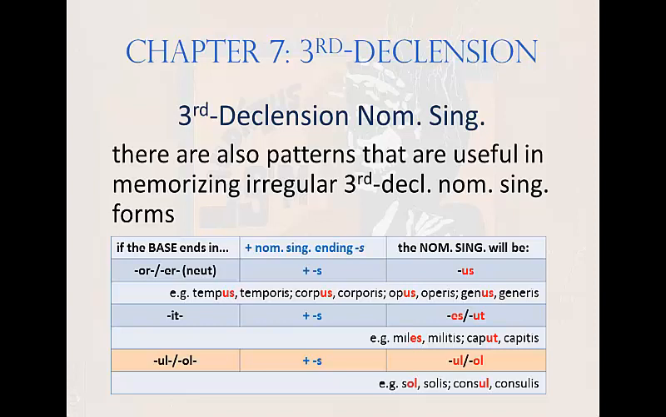This should drive home the point that third declension is a catch-all category. And if all these irregularities make third declension seem overly complicated, remember that these irregularities involve only the nominative singular. If these patterns do not help you in memorizing, please feel free to ignore them. But however you decide to do it, these forms must be memorized.